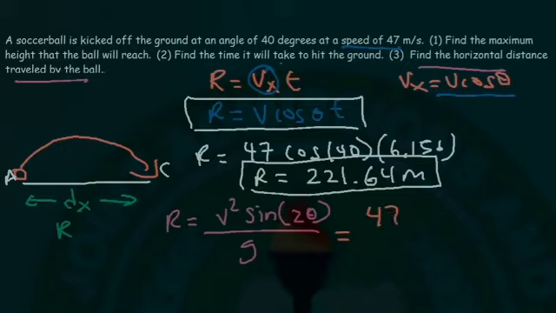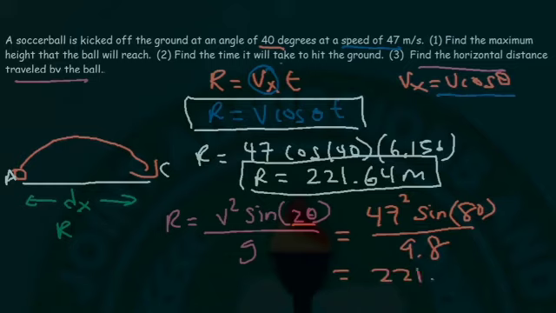So v is 47, and we have to double the angle, sine 2 theta. So 2 times this angle, if we double it, is 80, over 9.8. Just type it in the calculator exactly the way you see it. And you get the same answer. Well, almost the same. I got 221.98. I mean, it's not exactly the same.